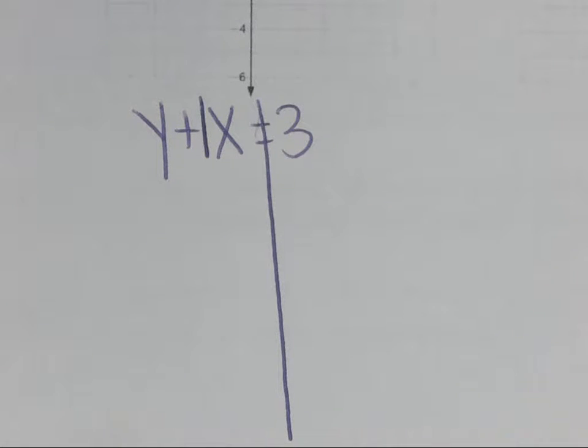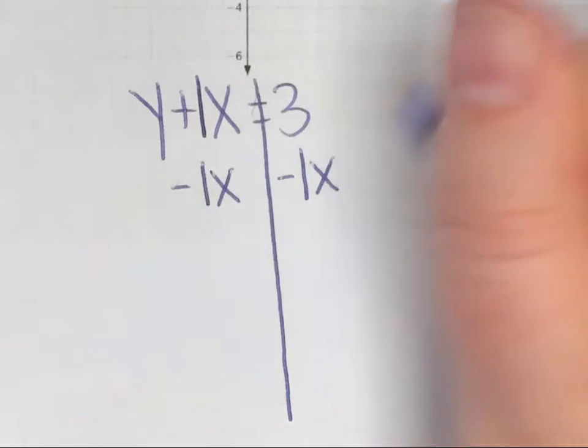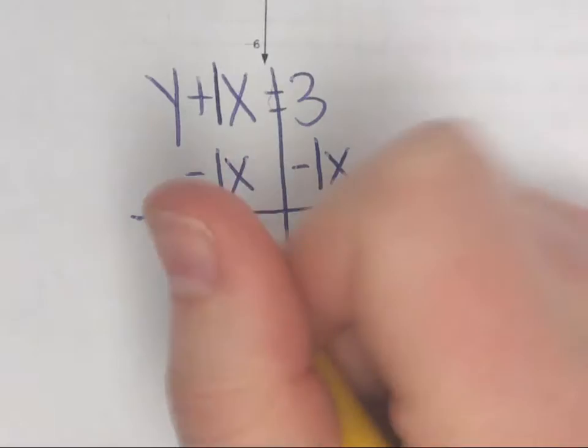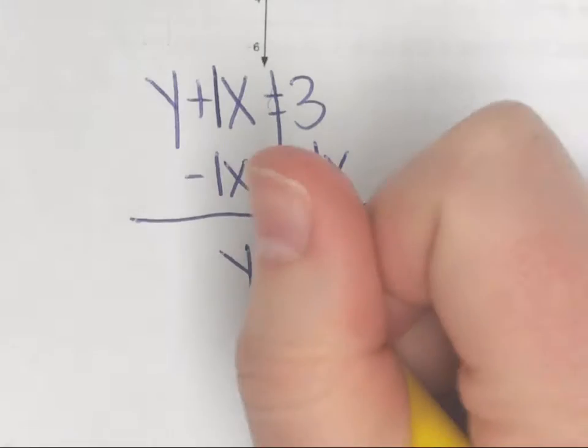What do we need to get rid of? Subtract 1x on both sides. Very good. Subtract 1x on both sides, because we want y to be the only thing on the left side of the equal sign. Drop down the y. And then you also drop down negative 1x and 3. Very good.